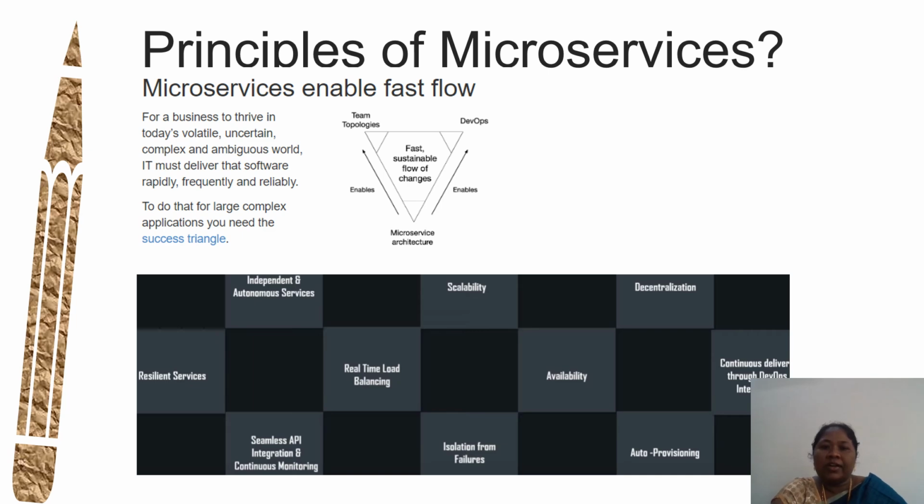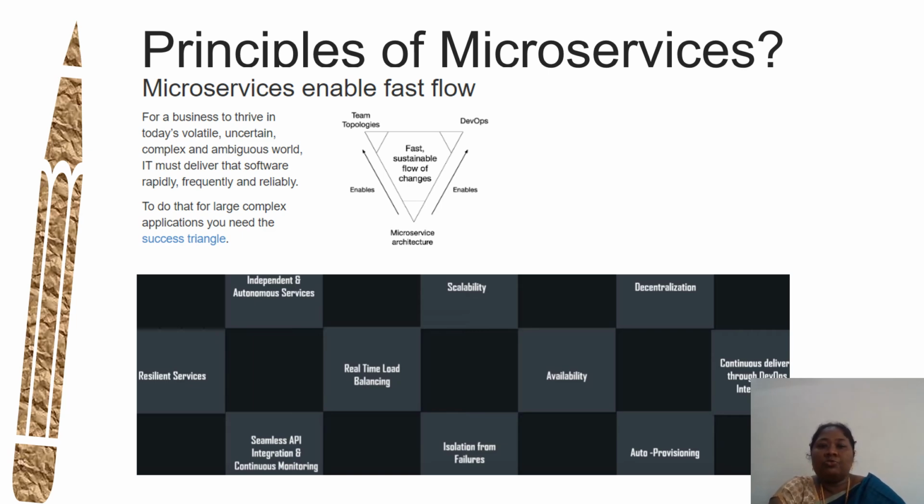So, microservice architecture enables fast and sustainable flow of changes in the team topologies, or otherwise in the development and operating systems, DevOps also. These two enable the developers to develop and satisfy the request of the client, handling it in a faster way. So that is the aim why people are shifting from monolithic to microservice architecture, because of this reason only.